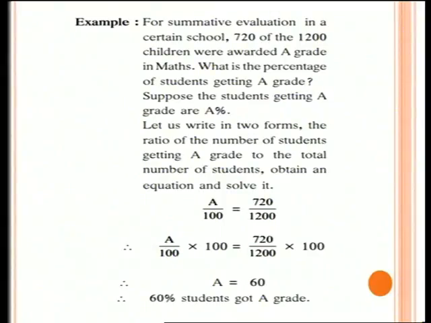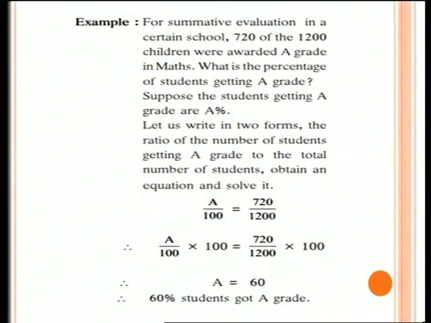In this example, there are 720 students who were awarded A grade out of 1200 students. Here, the total number of students is not 100, it is more than 100. So, we have to solve it as a percentage. Therefore, suppose the students getting A grade are A%. Let us write it in two forms.